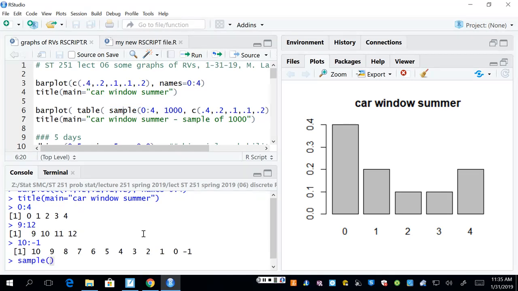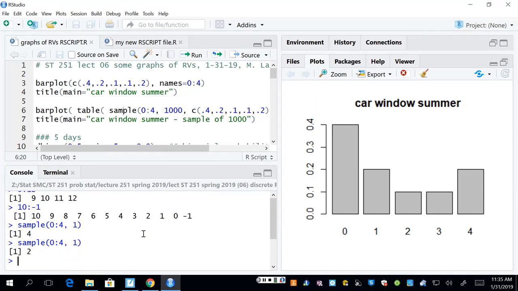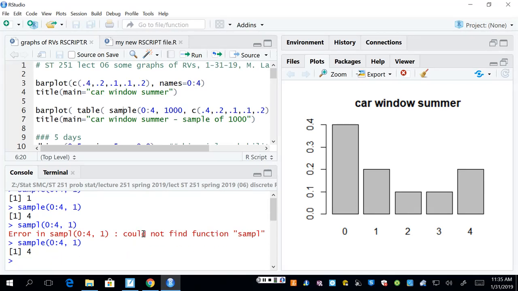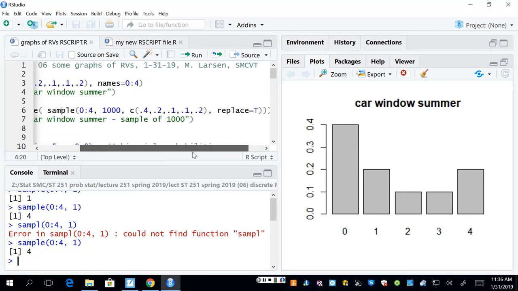So if I want to sample from the numbers 0 through 4, and I put just one number in there, it's just going to pick one number for me. And it's going to change as I keep doing this. You can use arrow keys to cycle back and forth through the commands down there, so that's kind of nice. So if I type sample 0 through 4, oh, I couldn't find that, but I can just click the up key and then edit that and fix it.